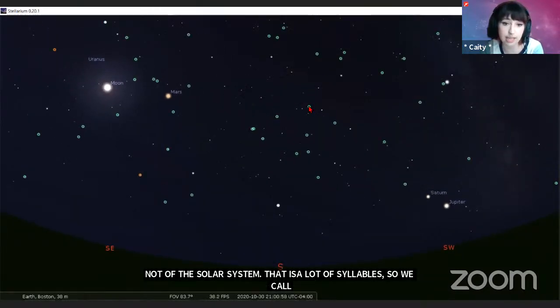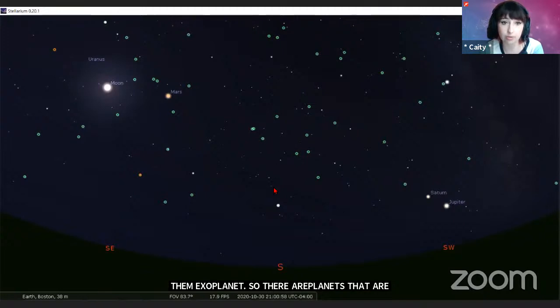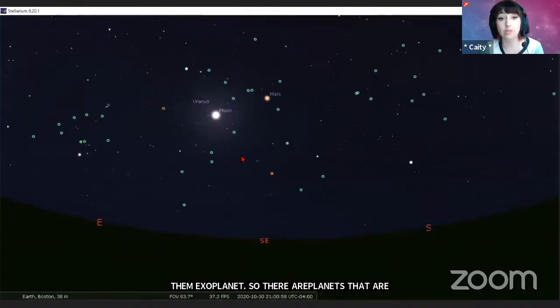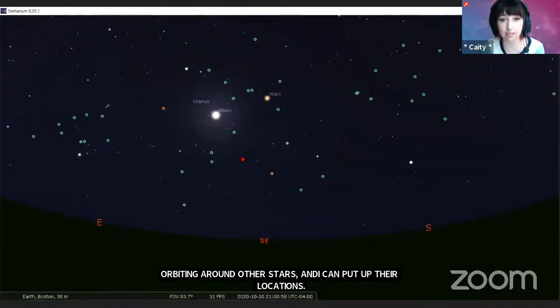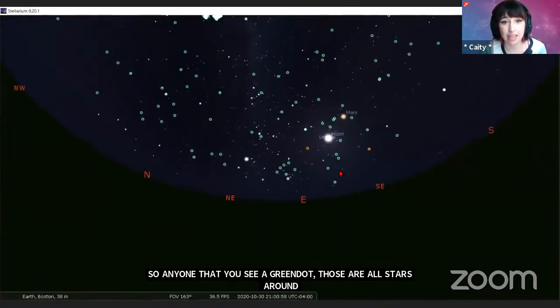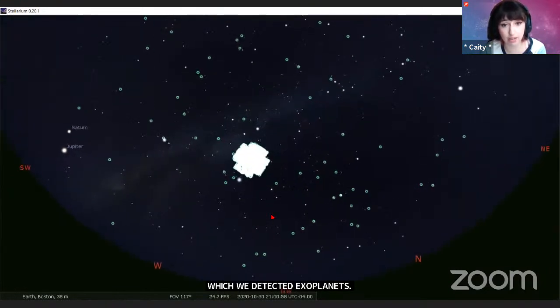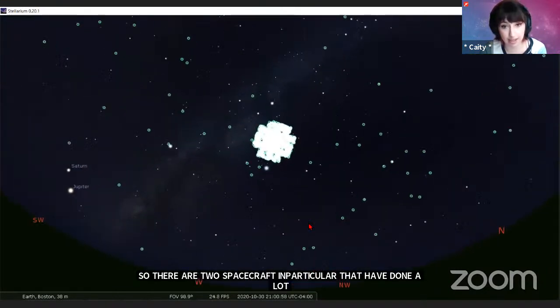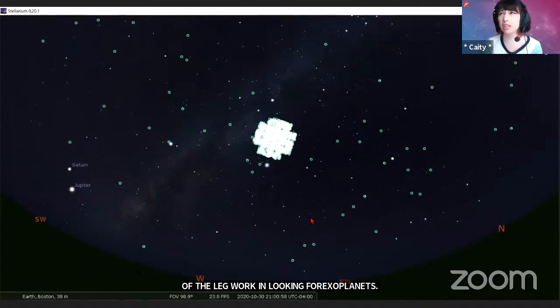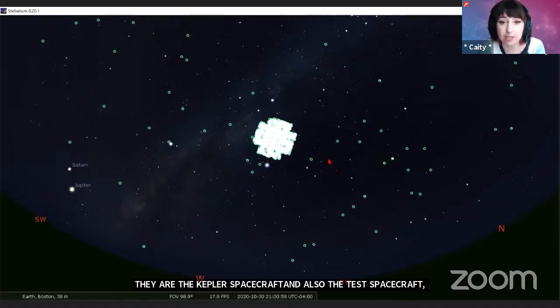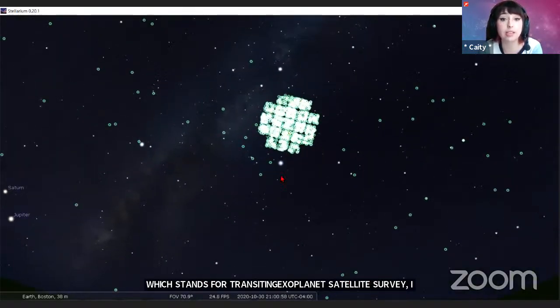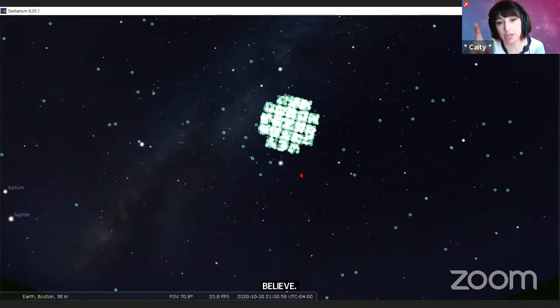So anywhere that you see a green dot, those are all stars around which we've detected exoplanets. There are two spacecraft in particular that have done a lot of the legwork in looking for exoplanets. They are the Kepler spacecraft and also the TESS spacecraft, which stands for Transiting Exoplanet Survey Satellite, I believe. So you can see that there are a lot in this one chunk of the sky, and that's because Kepler primarily looked in one very small section of the sky.